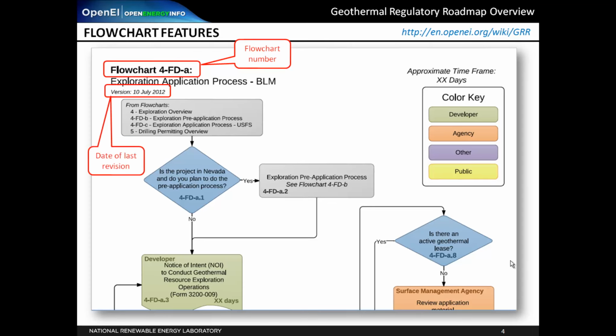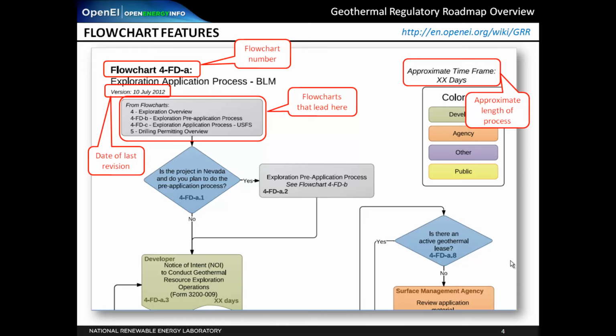Each flowchart has a date stamp in the upper left corner indicating when the flowchart was last updated. The upper right corner of each flowchart contains an approximate length of time the agency expects a process might take to complete. This can be used by developers as a guideline in project planning, but understand that each project is unique, so exact timeframes are unknown.